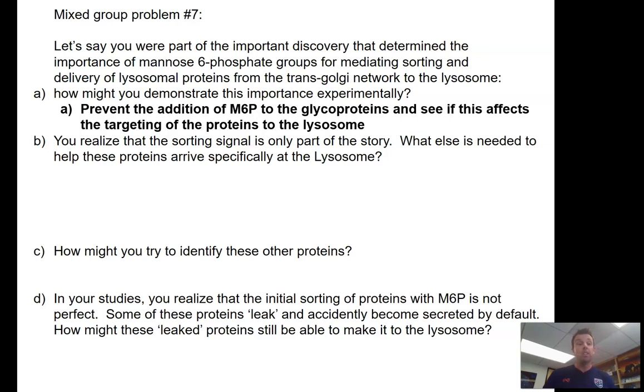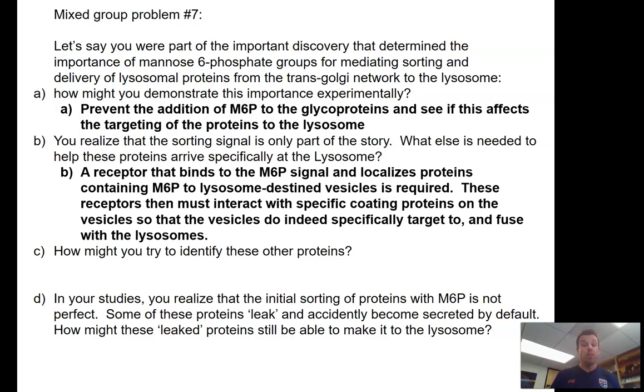Right? So you know that the sorting signal is only part of the story. What else is needed to help these proteins arrive? Well, this is all that other machinery we've been talking about. You need a receptor that binds to the M6P signal. You need all the vesicle sec proteins and all those other proteins we talked about that help aggregate all the same cargo together in a vesicle. So you need that type of machinery.